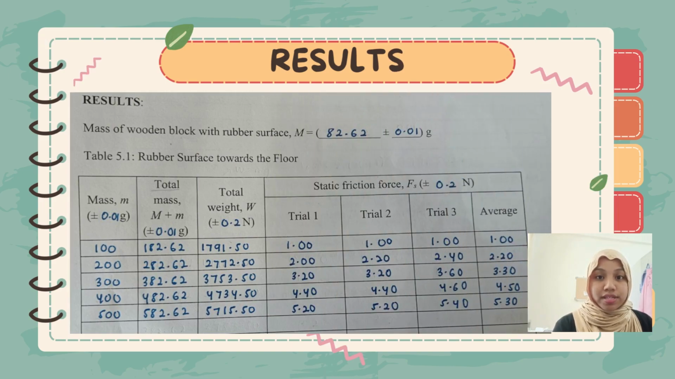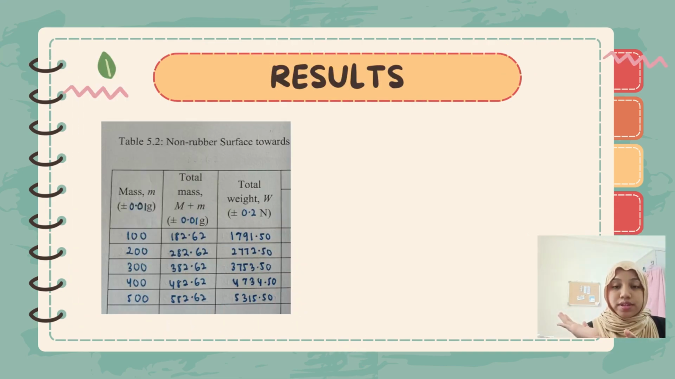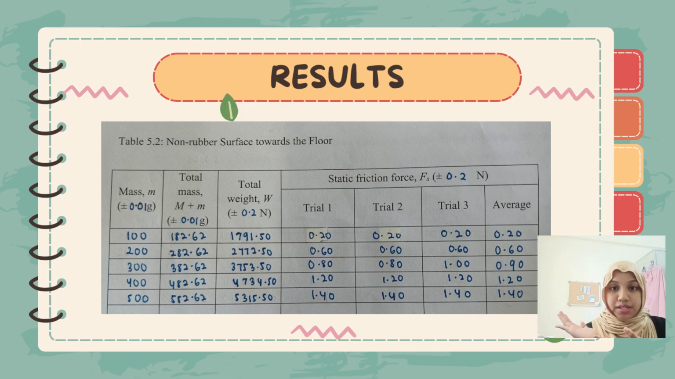So this is the result that we obtained in the experiment. For the mass, we added 100 grams of mass for each experiment. For total mass, we need to add the mass of the wooden block plus the added mass. So this is the result of the rubber surface towards the floor. This is the result of the non-rubber surface towards the floor.